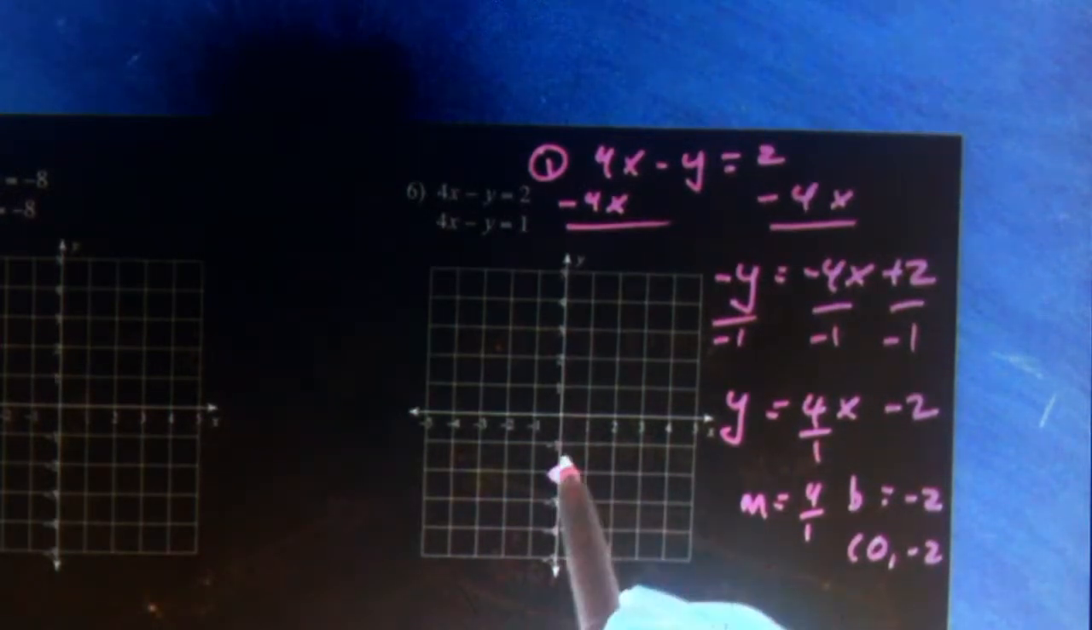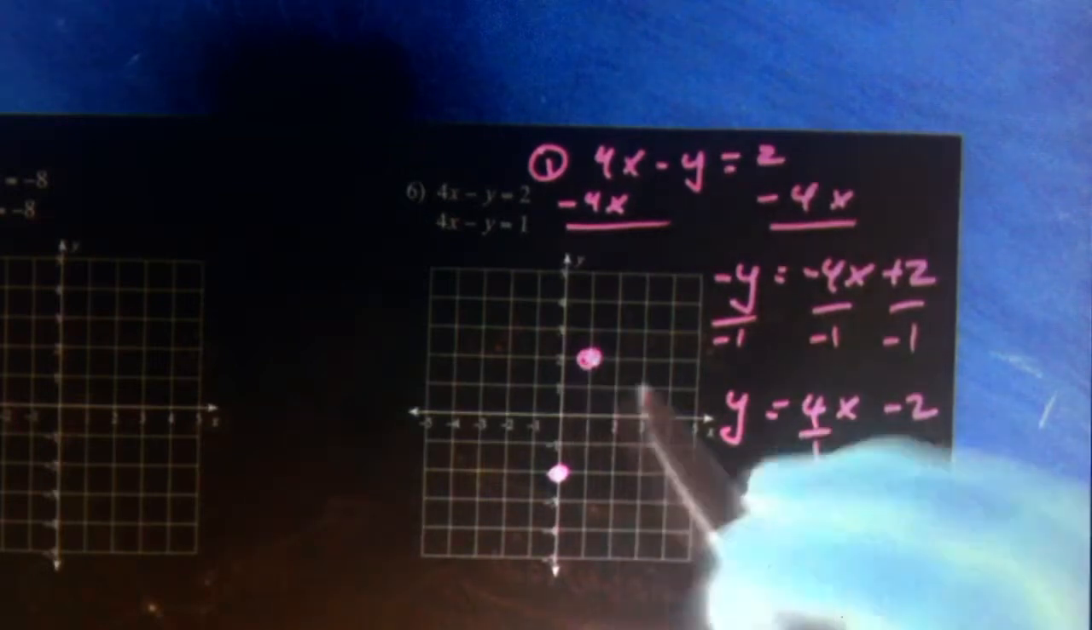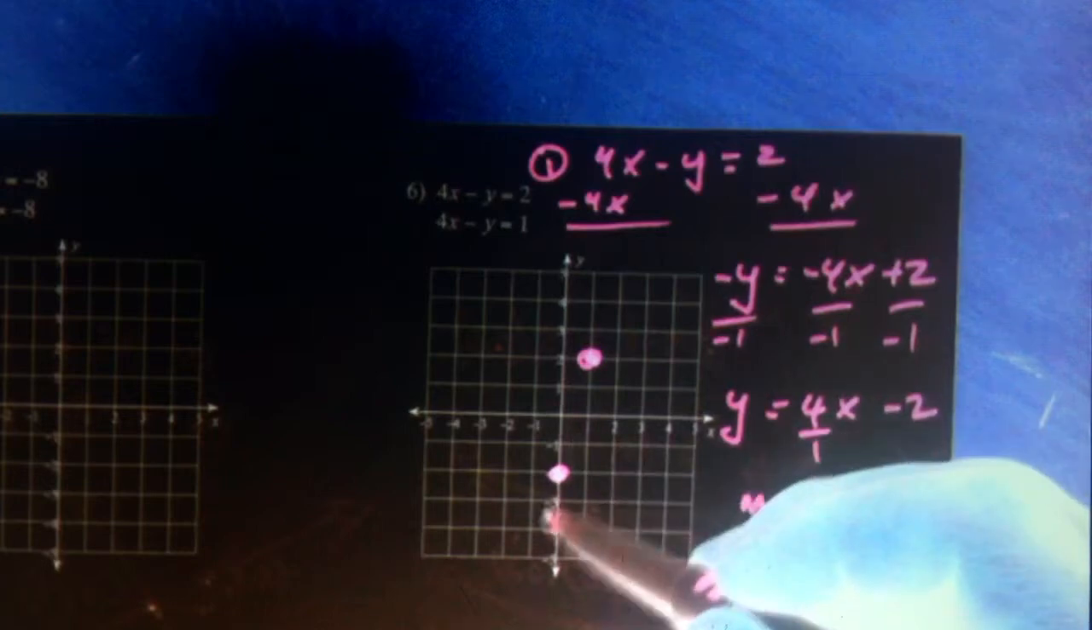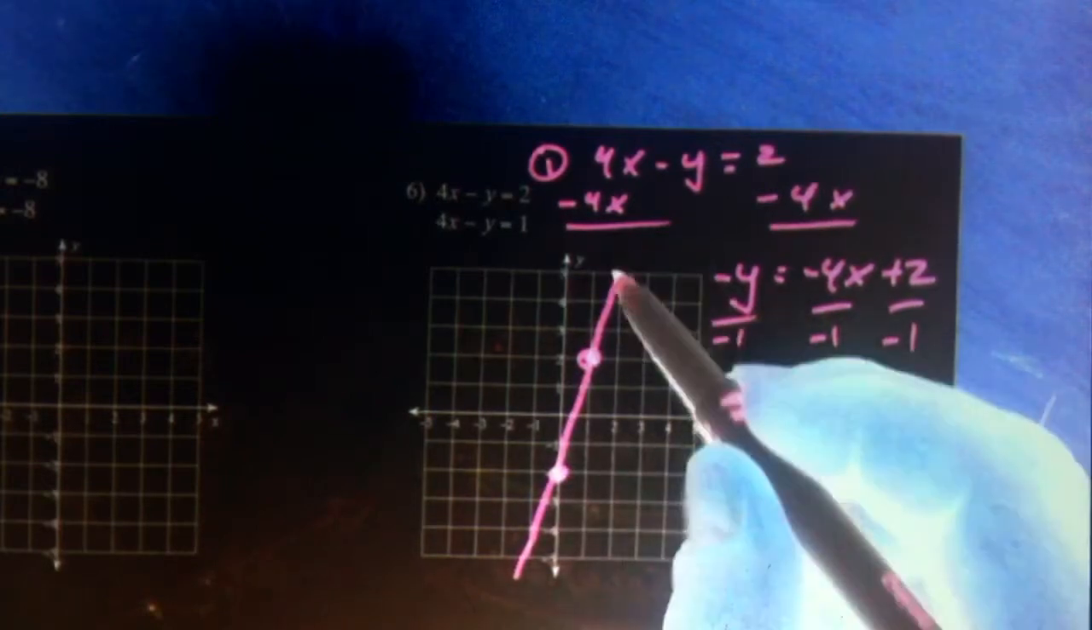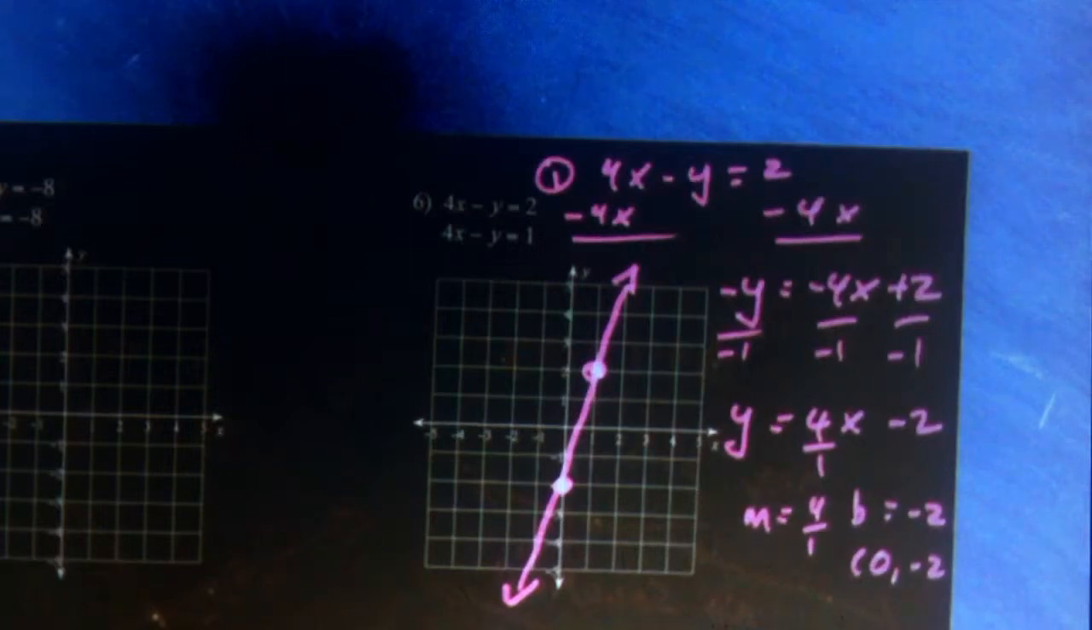And then 4 over 1 means 4 up. 1, 2, 3, 4. And then 1 over. And I got my points. I got my line. 4 over 1. And b is negative 2. And there it is. Now, the second line, which is 4x minus y equals 1.